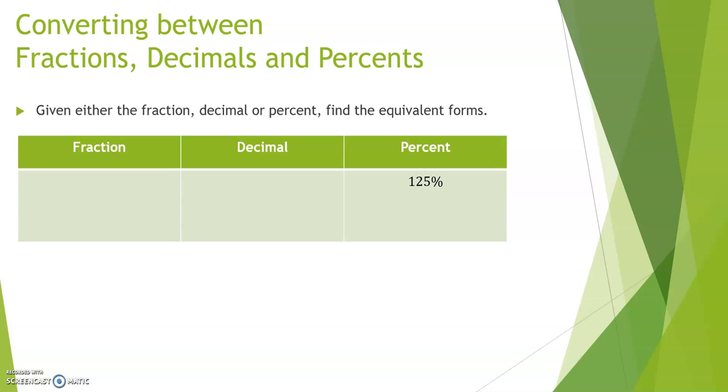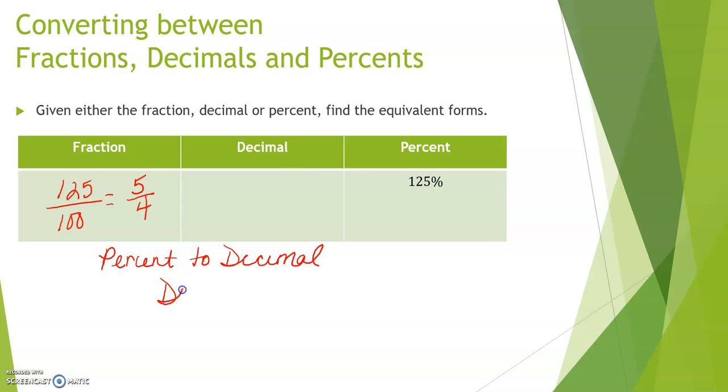125%. Our fraction will be 125%, means per 100, so over 100. Divide your numerator and denominator by 25 in this case to reduce, and the answer is 5/4 for the fraction. The decimal, percent to decimal, divide by 100. Our decimal is 1.25.